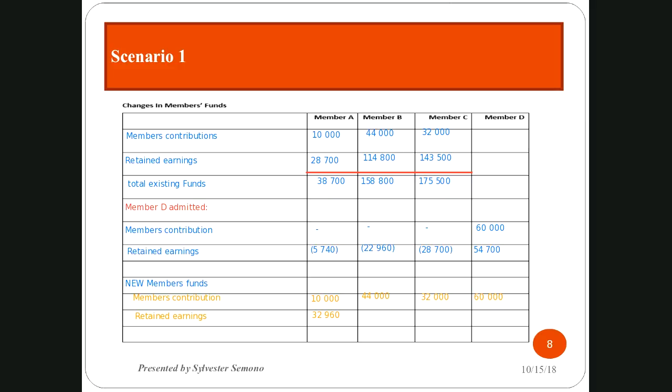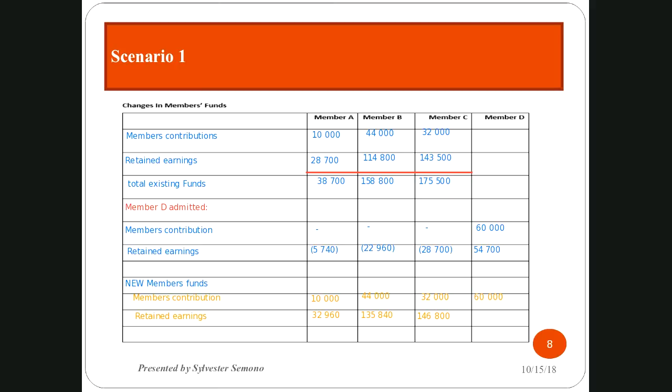What about member C? What about member D? Any question, guys? Now, member C, the retained earnings is only 54,700 because at the beginning there was nothing. As you can see, there was nothing at the beginning. Did you get that? Any question about that?